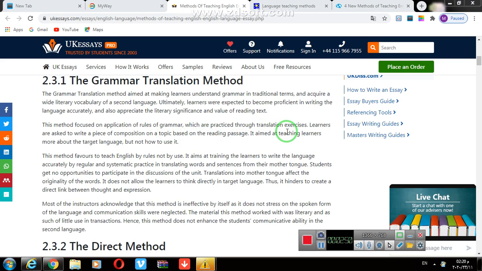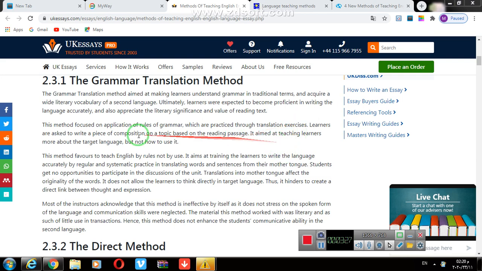This method focused on application of the rules of grammar, as I have discussed before, which are practiced through translation exercises, in order to teach grammar. This grammar needs exercises in order to make the students practice the rules. Learners are asked to write a piece of composition on a topic based on the reading passage. Our students in grade 1, grade 2, and grade 3 are responsible to write words, sentences, and paragraphs mostly. They are not responsible for writing essays.